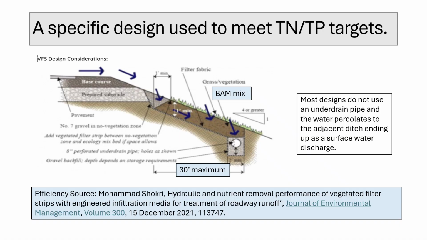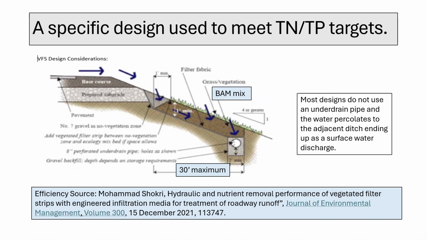One important characteristic of most implementations is that they do not include an underdrain pipe. Instead, water percolates through the BAM mix and moves toward the adjacent ditch, ultimately discharging as surface water. Understanding that flow pathway matters when you are evaluating where the treated water ends up and how it connects to the broader drainage system.